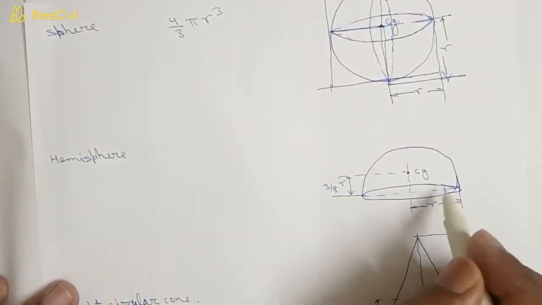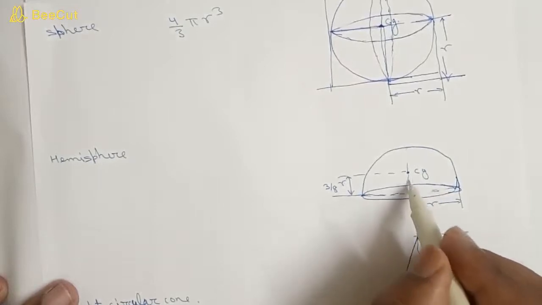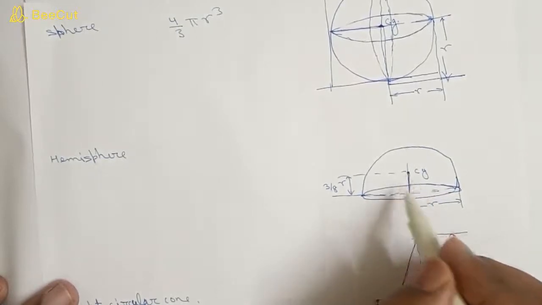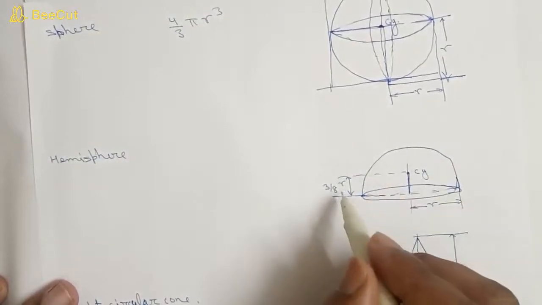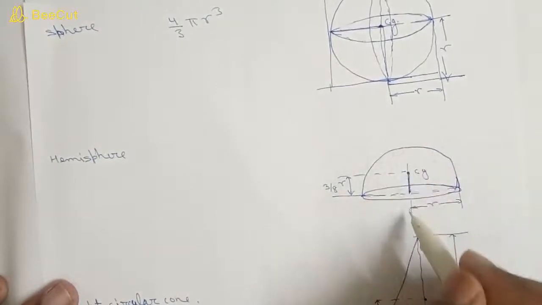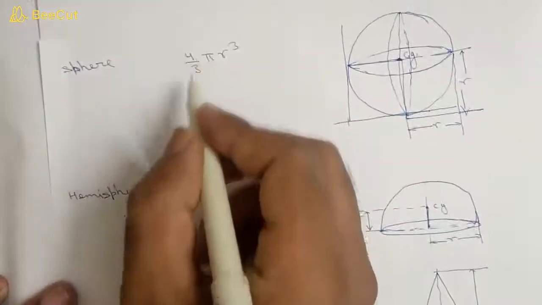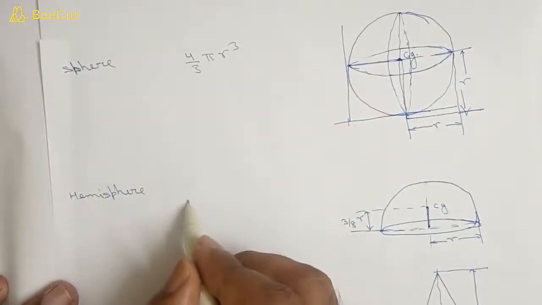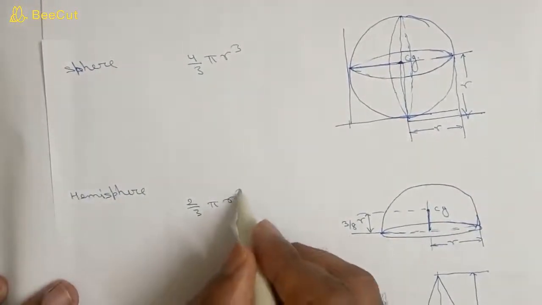Okay. And third one is hemisphere or half sphere. So for this hemisphere, center of gravity will be located at 3 by 8 into r, where r is the height or radius of this hemisphere. So it will be at 3 by 8 into r height, and it will be located at vertical axis of this hemisphere, and its volume will be half of this sphere. So it will be 2 by 3 pi r cube. So we will write here 2 by 3 pi r cube.